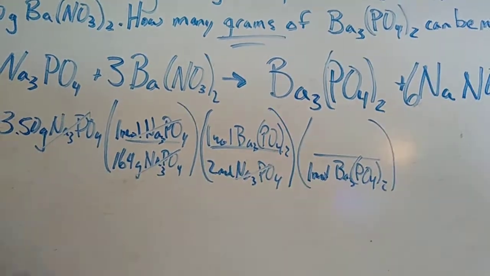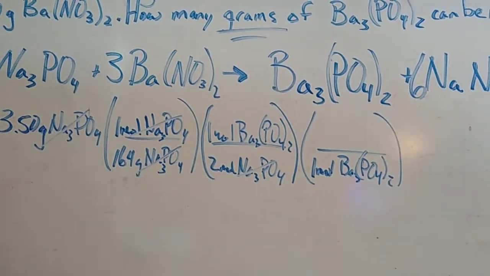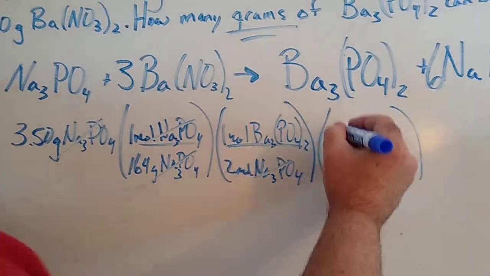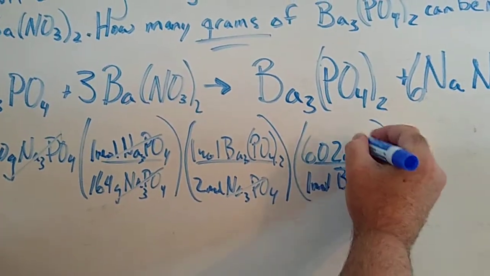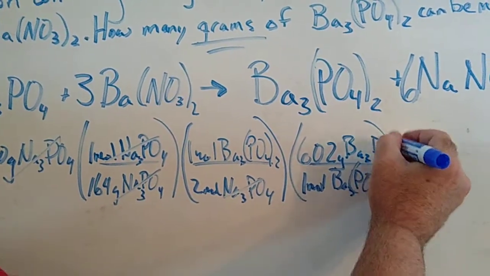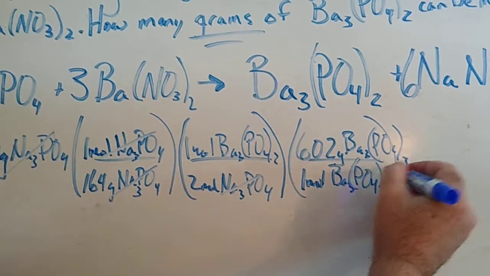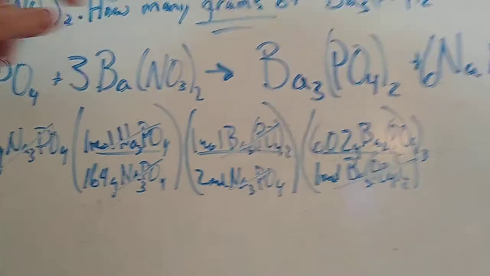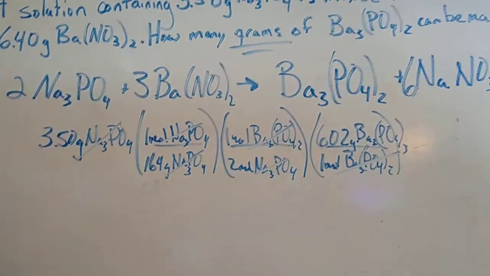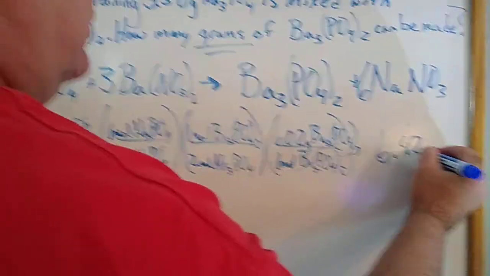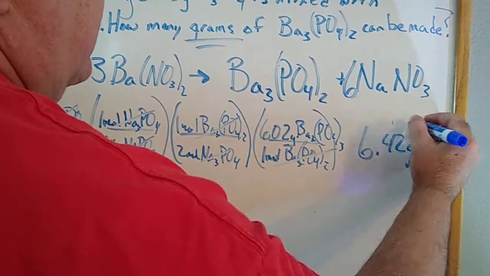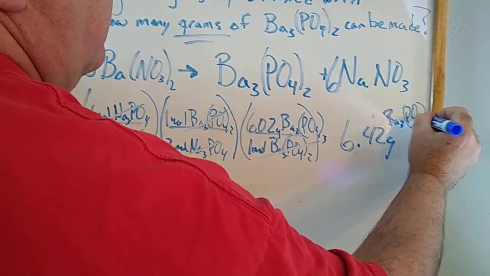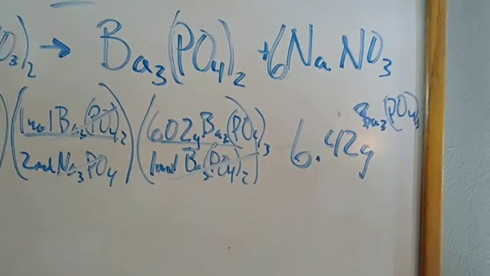And this one, we got a lot to add up. We got 3 bariums, 2 phosphates, and 8 oxygens. And this guy comes out to be 602 grams of barium phosphate. Okay? And we cancel those things out. We plug in our numbers. We have 3 sig figs. And in this case, we come out as 6.42 grams of Ba3(PO4)2. And I'm running out of room on my little tiny board here. Okay, so that's the first one.